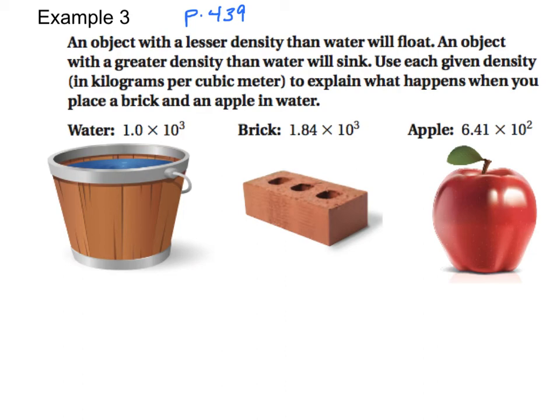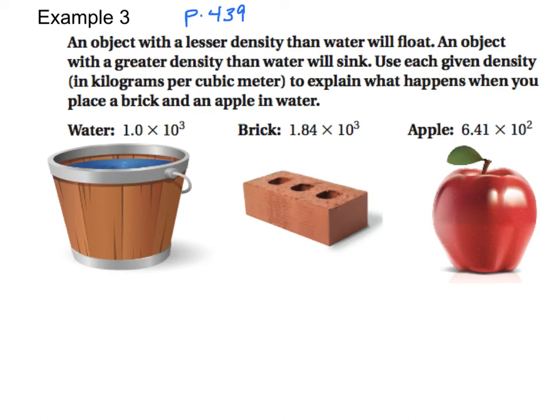Example 3, an object with a lesser density than water will float. An object with a greater density than water will sink. Use each given density in kilograms per cubic meter to explain what happens when you place a brick and an apple in water. So the first thing we have to do is compare each answer. So we're going to take them and write them as numbers in standard form.